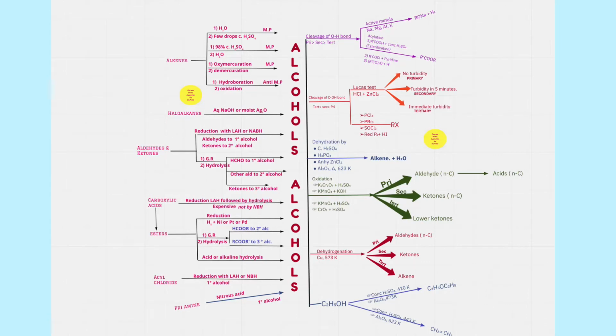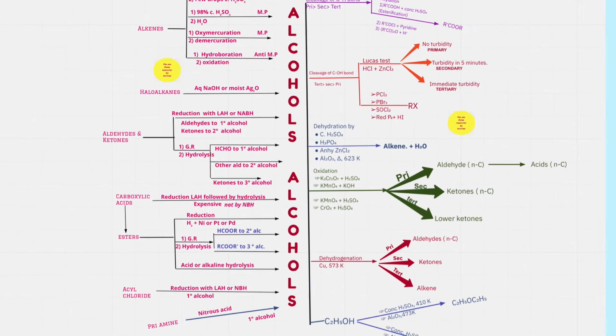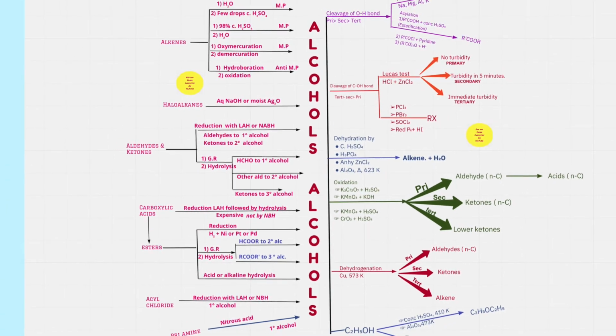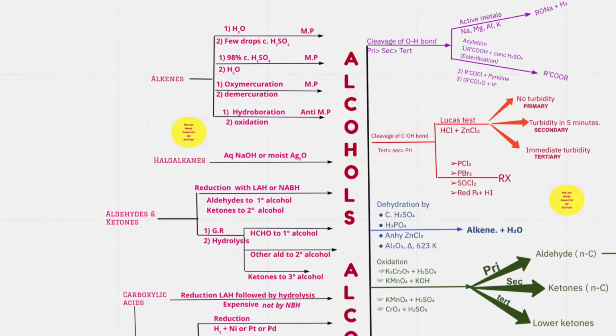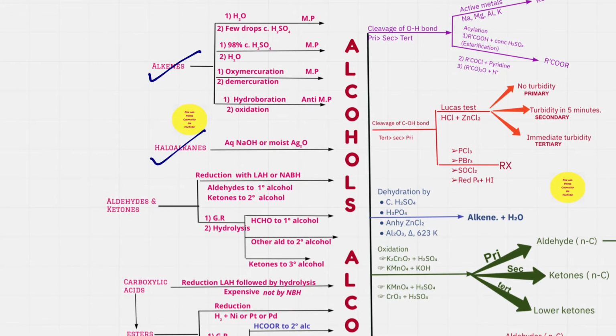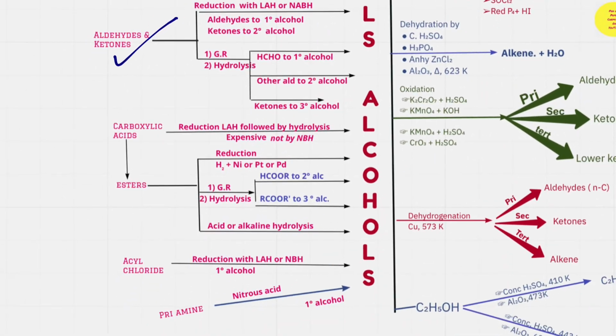Hello dear students, so we continue with our learning about alcohols. We've been dealing with the preparation of alcohols with the help of this flow chart, and till now we've already covered the preparation of alcohols using alkenes, 4 methods under that. We have also covered haloalkanes, aldehydes and ketones. What are we going to do today?